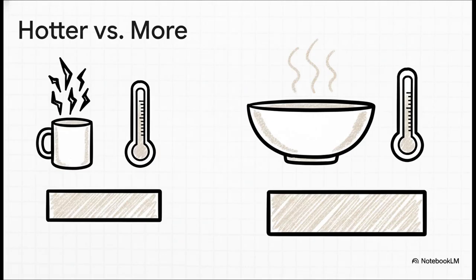And this is where it gets really interesting. Even though that mug is way hotter, meaning its molecules have a higher average energy, your cooler, bigger bowl probably still has more total thermal energy. And why? Simple. It just has so many more molecules. It's a perfect example of how a huge army of slow-moving things can have more total energy than a tiny group of super fast things.